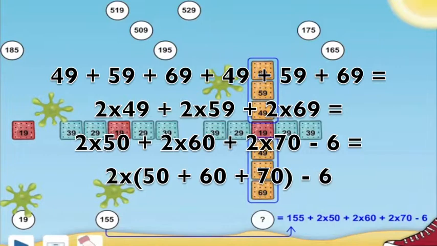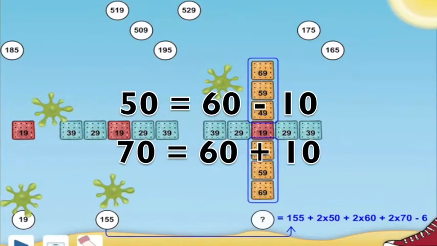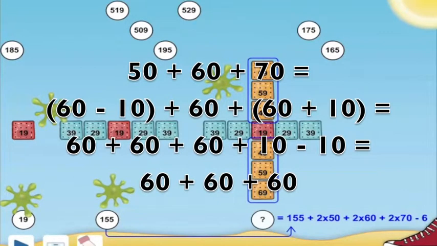The last equation is a bit challenging. I wanted to show you a clever strategy you could use to make this a simpler calculation. Notice that 50 is 10 less than 60, and that 70 is 10 more than 60. Using these relationships we have that 50 plus 60 plus 70 can be written as, the 50 can be written as 60 minus 10, in parentheses, plus 60, plus the 70 can be written as 60 plus 10.